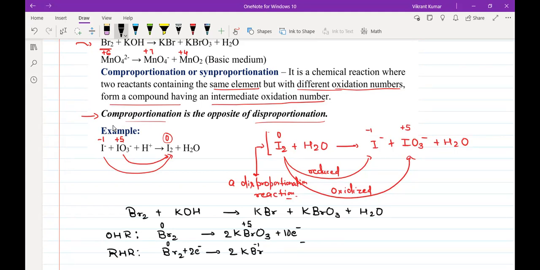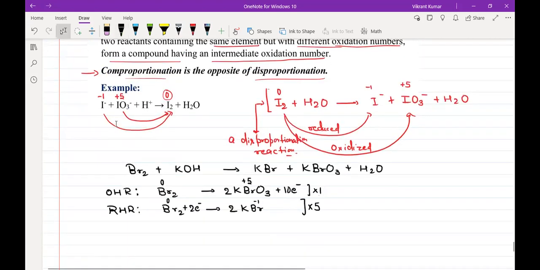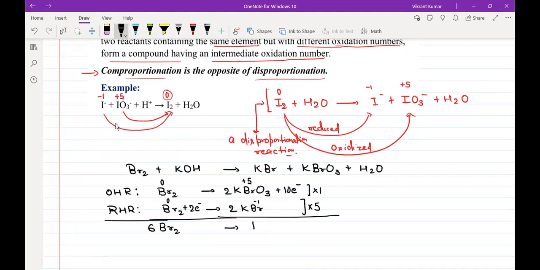And in order to balance that, we need to multiply it by 5, we need to multiply it by 1 simply. And that's why if you add it now, adding it will take total Br, and that is coming 1 from the first one and 5 from the second one. So it is becoming 6 Br2 giving 10 KBr plus 2 KBrO3. This much? No, Br is balanced, K is not balanced. For that K, we have 12 K on the right side, so we need to write 12 KOH on the left side. Now K is balanced.